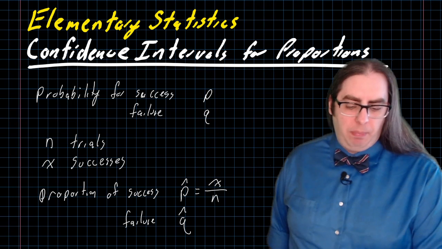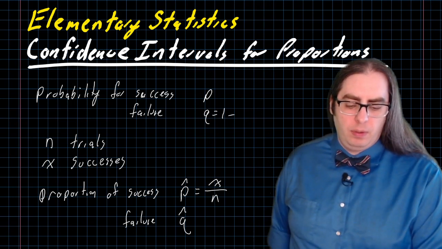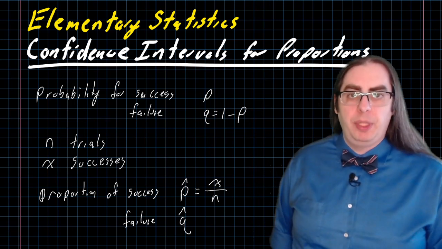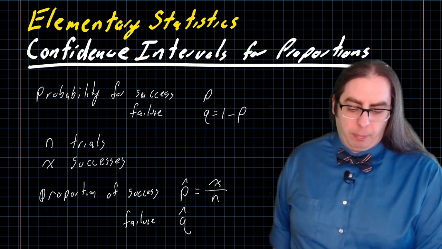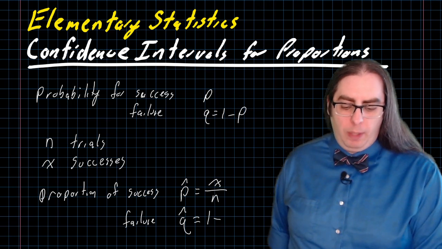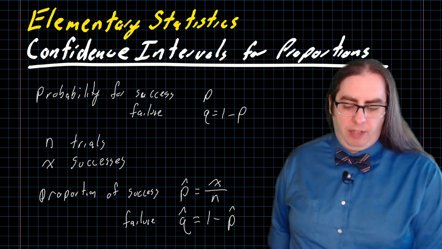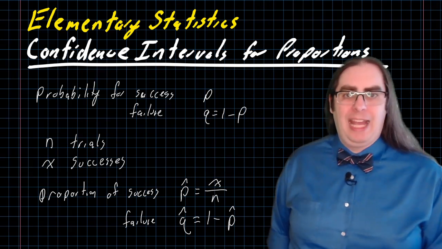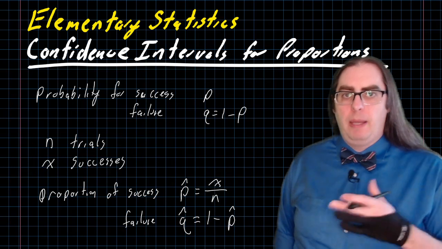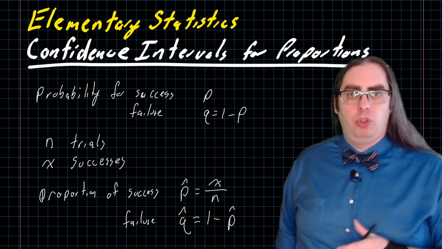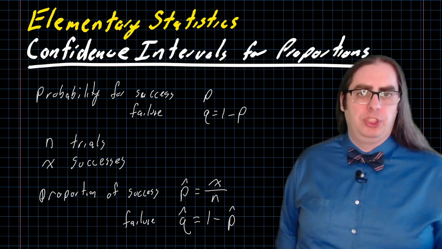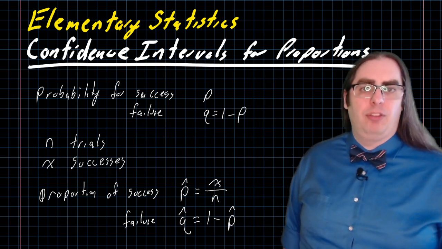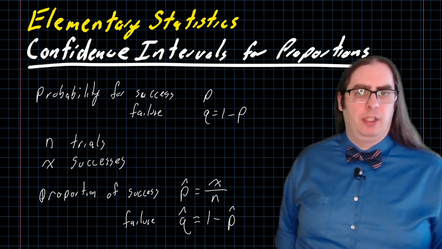And one last bit of calculation. The probability of failure has to be 1 minus the probability of success, and the proportion of failure has to be 1 minus the proportion of success. Again, that comes from the fact that we are looking at a binomial experiment. Binomial, two names or two categories more generally. There are only two possibilities. Everything has to be either success or failure.